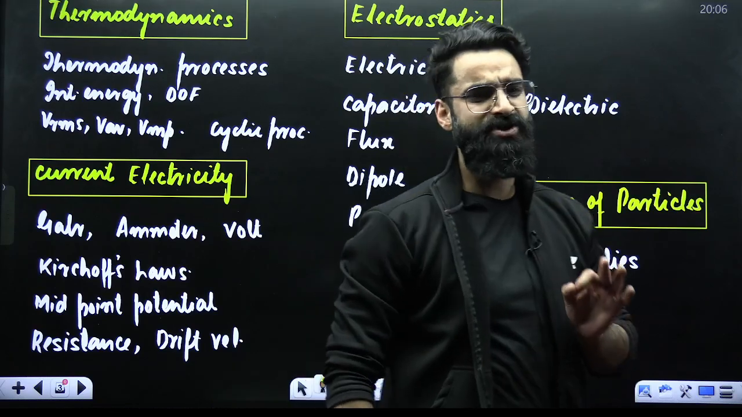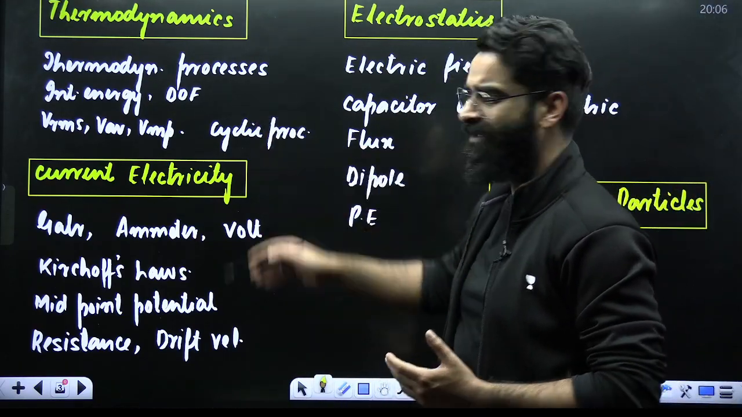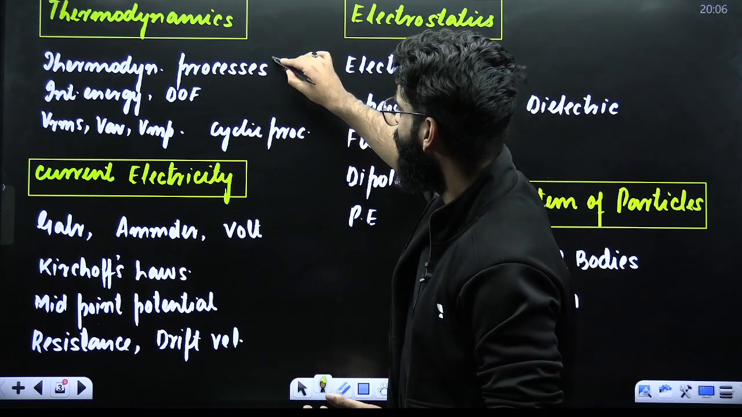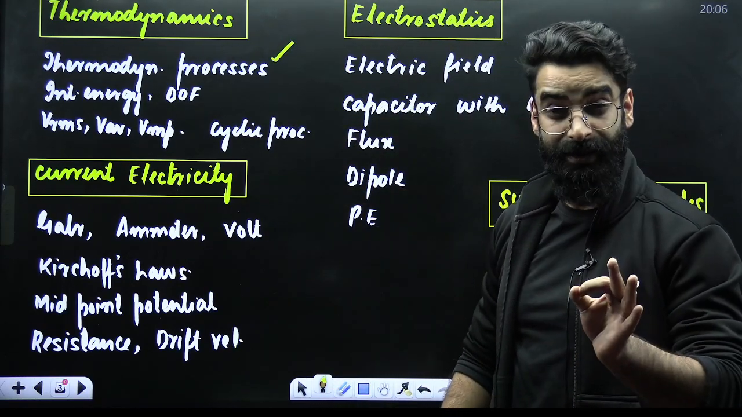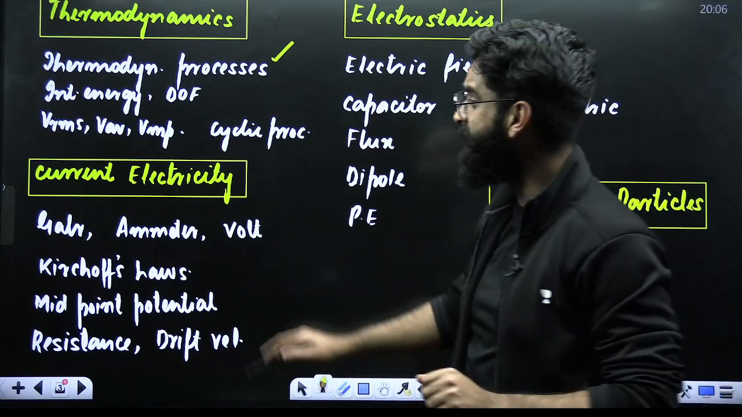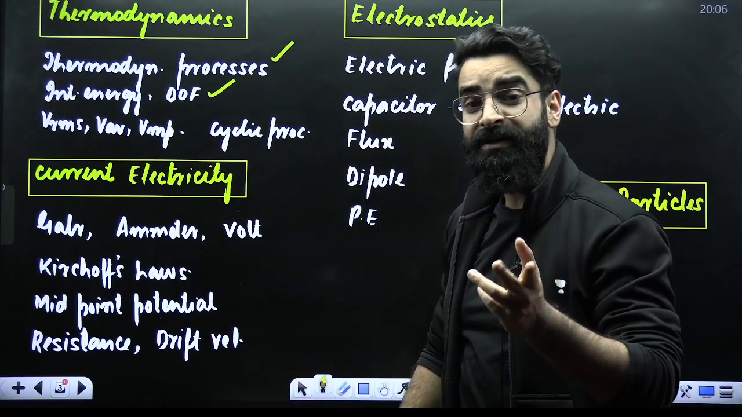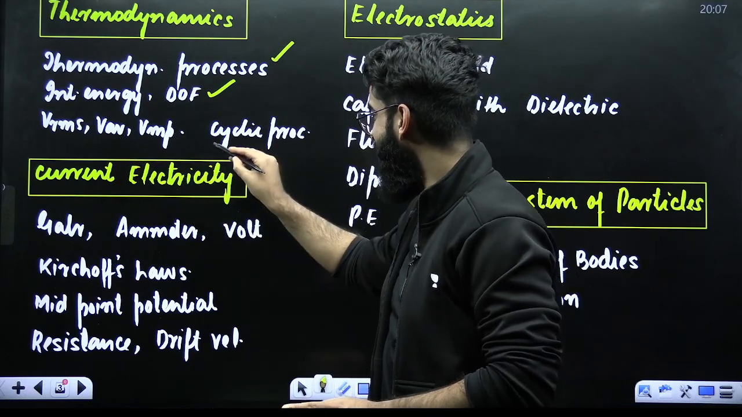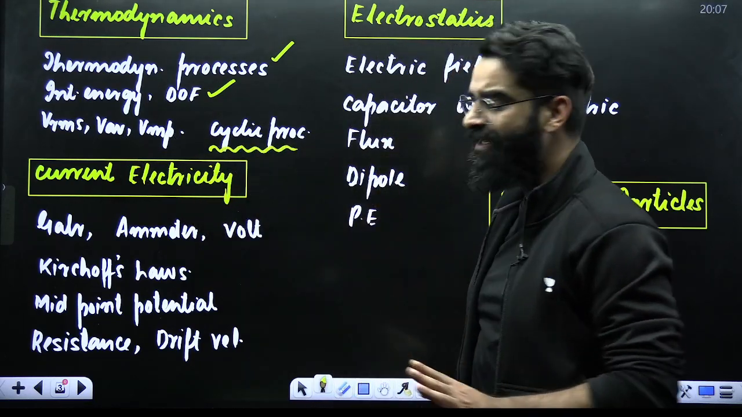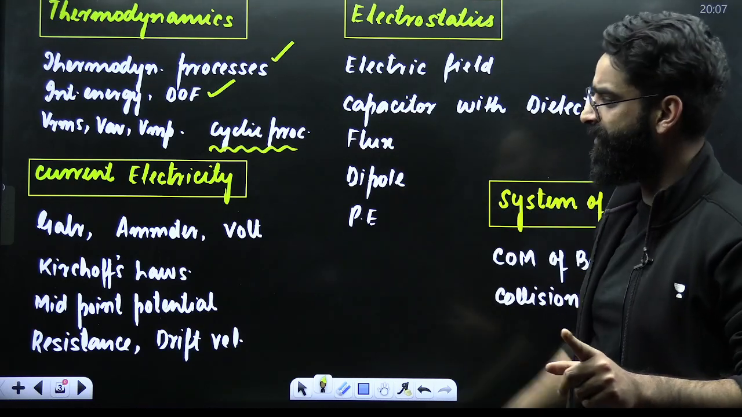Moving on. When it comes to the chapter thermodynamics, which is again common in physics as well as chemistry, my dear students, these are the few important topics. One is your thermodynamic processes, which involves your isothermal, adiabatic particularly, right? Isothermal, adiabatic processes. Your internal energy and degree of freedom, again important. Different types of molecular speeds, which involves your RMS speed, average speed, most probable speed, as well as the cyclic process, right? These are the important topics which are frequently asked from the chapter thermodynamics.